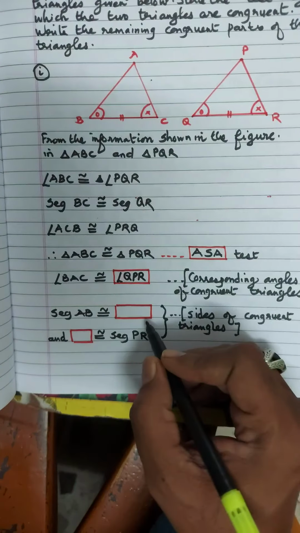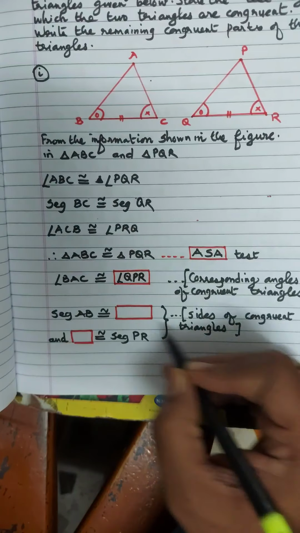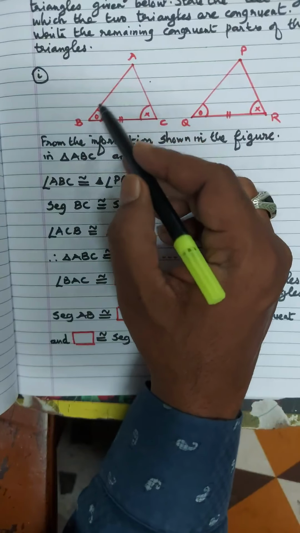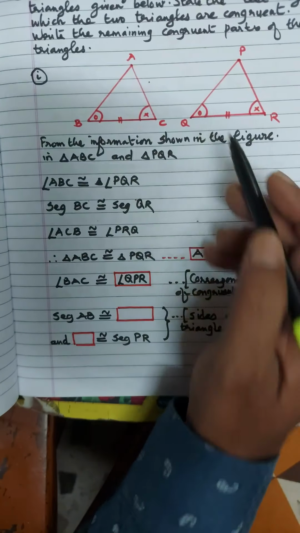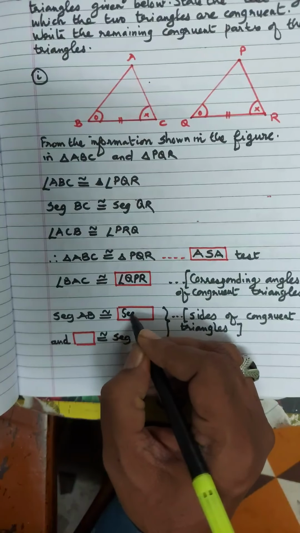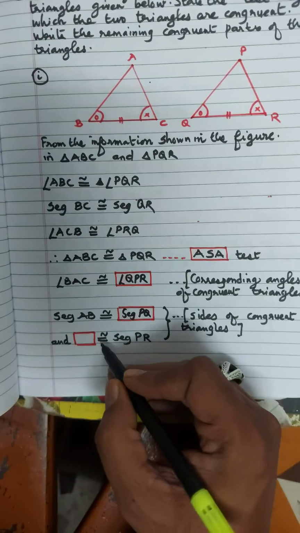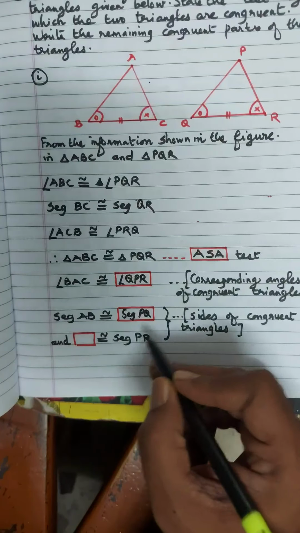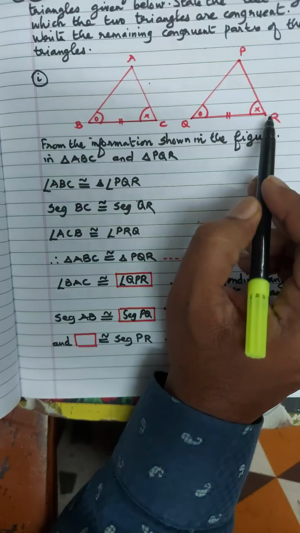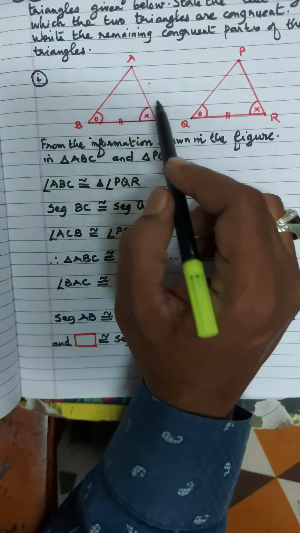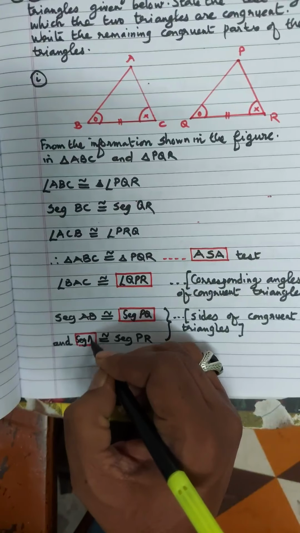Now segment AB is congruent to the box. Now sides of congruent triangles. See here, where is segment AB? So the corresponding side of segment AB is PQ. So we need to write here segment PQ. It's very simple. And the box congruent to segment PR. Now look at segment PR. Where is segment PR? Segment PR is here. So the next box we need to fill by looking at segment AC. So we need to write here segment AC.